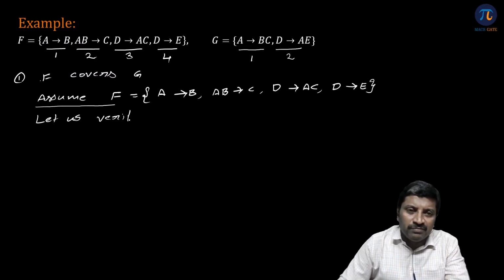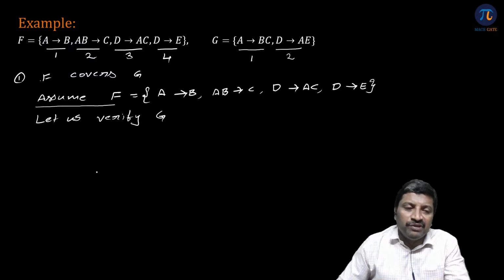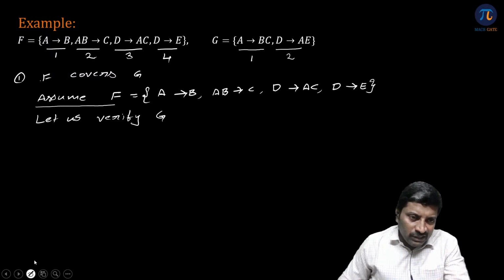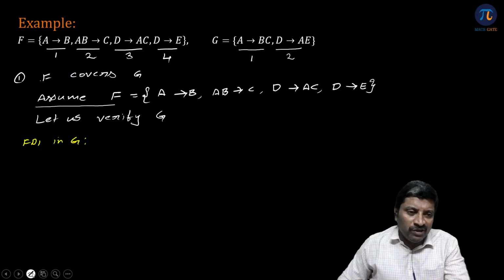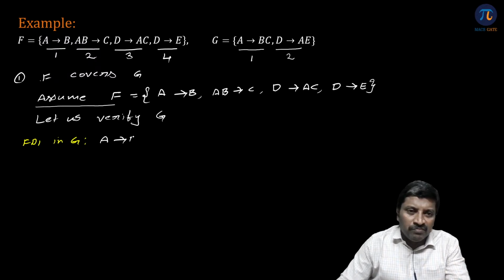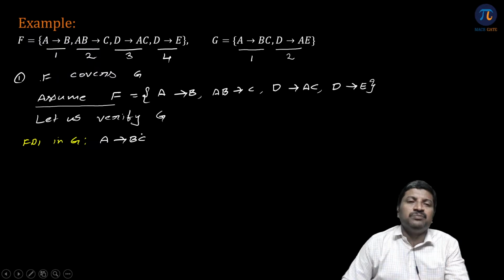Let us verify G. What does that mean, sir? We need to verify each and every FD. What is the first FD in G? We are having A implies BC.